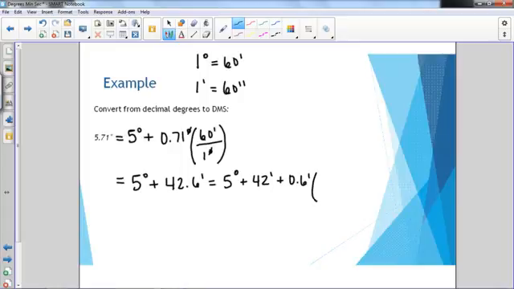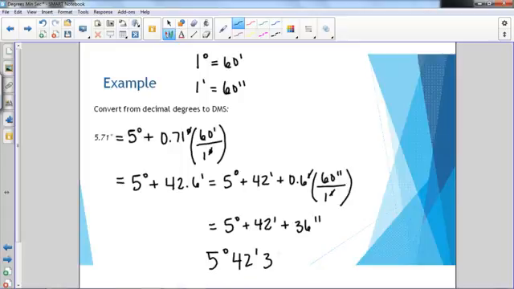So now I need to get rid of my minutes and my conversion factor 1 minute into 60 seconds. So now my minutes are going to cancel out, and I'm going to keep my 5 degrees plus 42 minutes. And putting this last part in my calculator, that's going to give me 36 seconds. So my final answer in degrees, minutes, and seconds is going to be 5 degrees, 42 minutes, and 36 seconds.